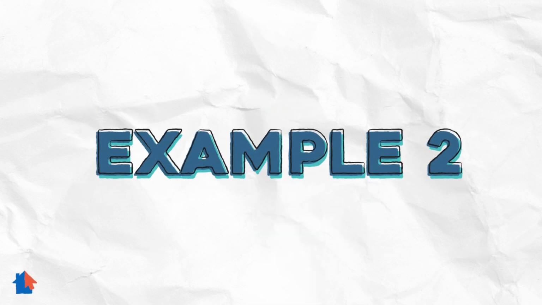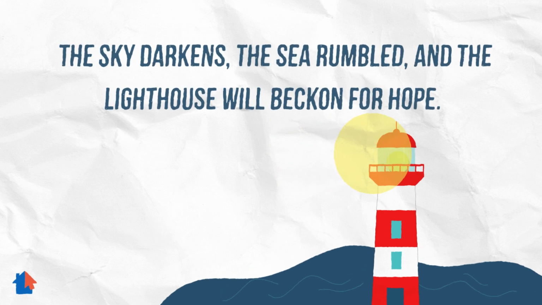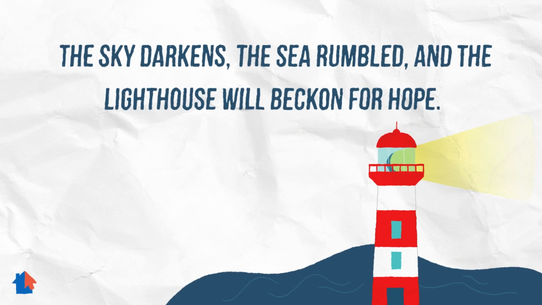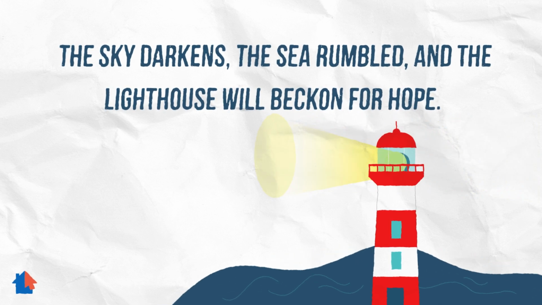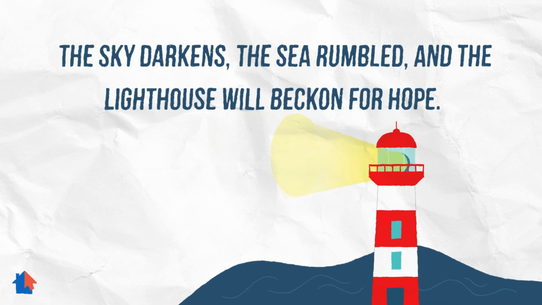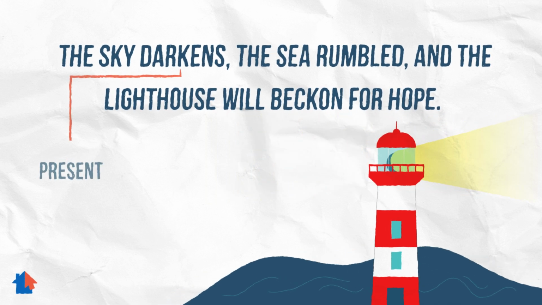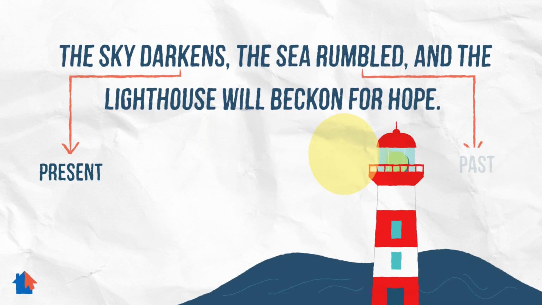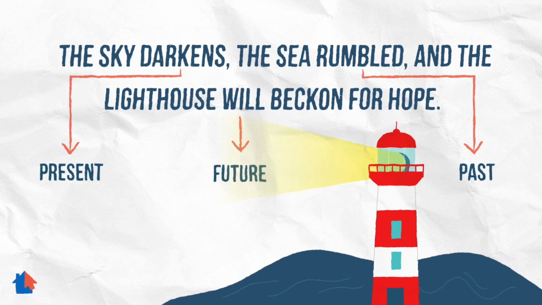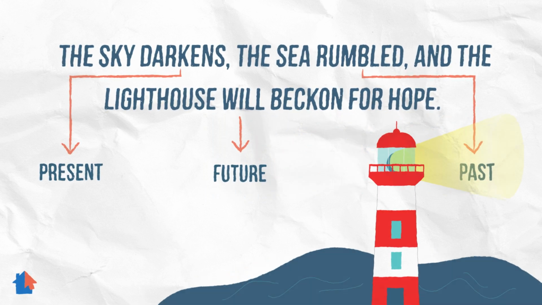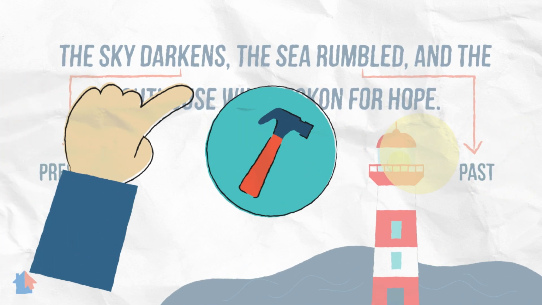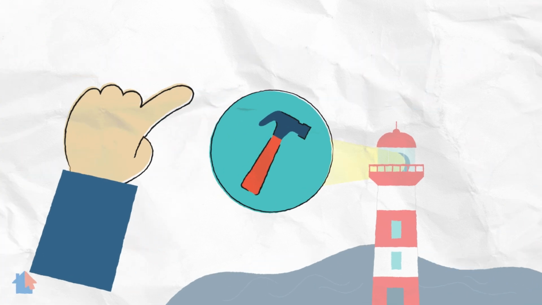Example 2. This is another example that has all three basic tenses. The sky darkens, the sea rumbled, and the lighthouse will beckon for hope. Darkens is in the present tense. Rumbled is in the past tense, and will beckon is in the future tense. To correct this sentence, change the verb tenses to agree with each other.